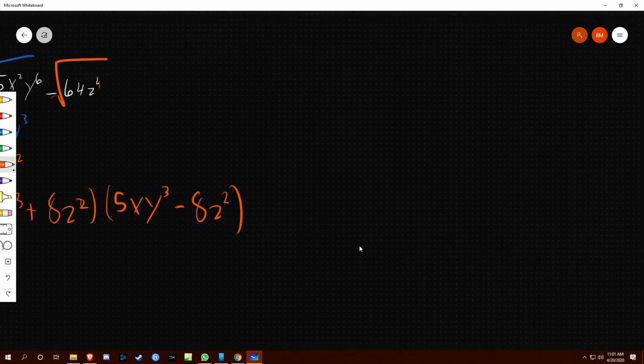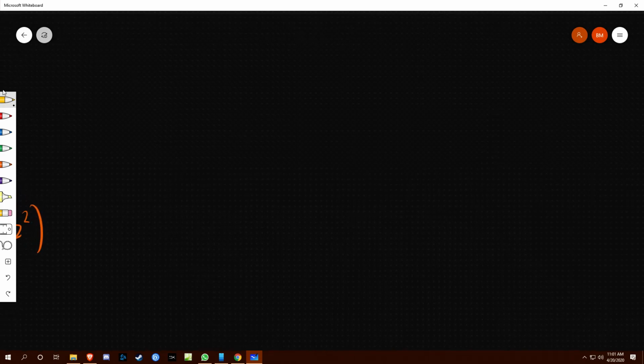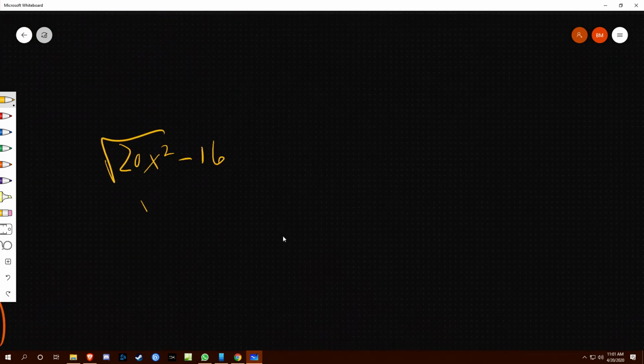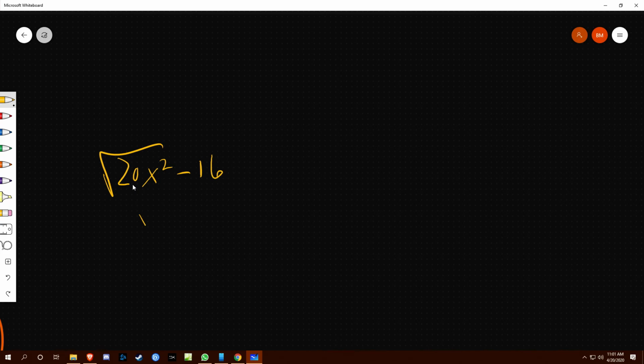Now, if I have another example, say I put 20x squared minus 16. Am I able to do this? Well, what's the square root of 20x squared? Well, 20 is not a perfect square, so therefore I cannot solve this problem using difference of squares. Can't use this one. Because this one does not have a perfect square in the front, 20, because not every piece is a perfect square, I can't use this formula. I'm going to have to try a different method.